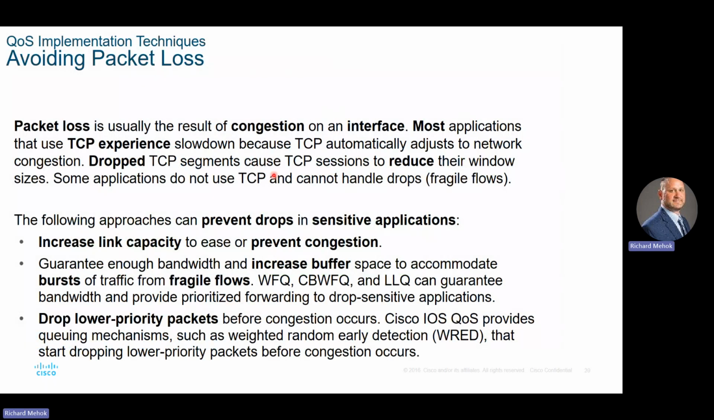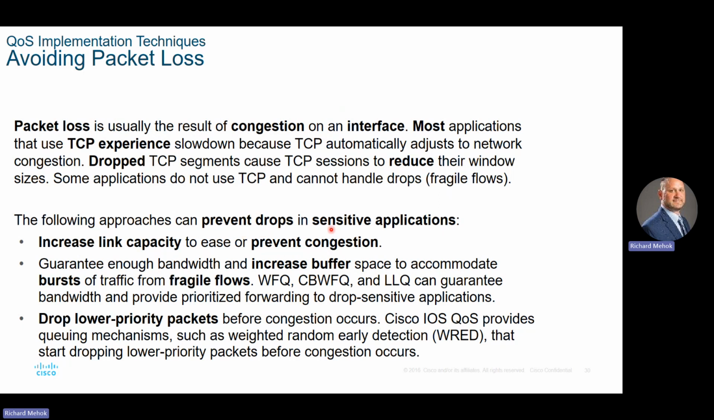So to avoid packet loss and congestion, it's on the interface. Most TCP experiences slow down and it automatically will adjust. So dropped TCP segments can reduce their window size. If you don't remember, window size is how many packets you're sending, which means how much you can send at one time. So the window size will grow by the number of packets. And we're talking about fragile flows, so you don't want those to have drops.